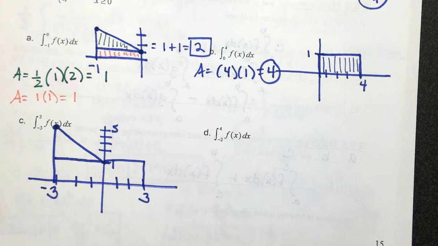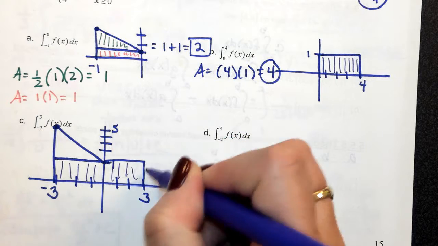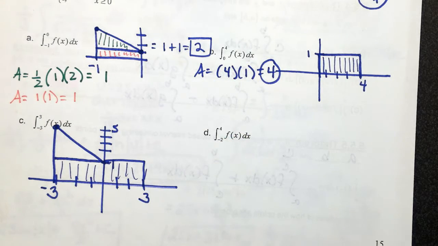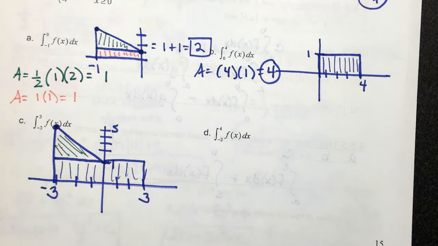So now what I can do is I can calculate the area of the rectangle and go ahead and add it to the area of the triangle. So you guys go ahead and finish that and go ahead and calculate that particular area for me and add them together.